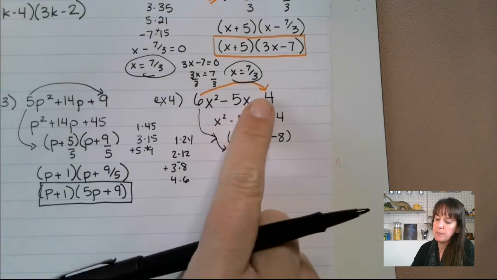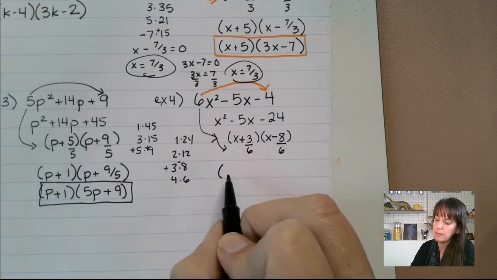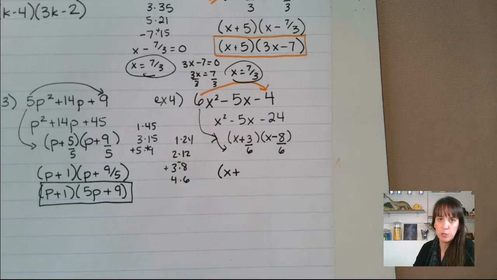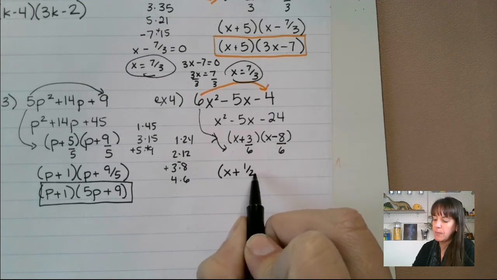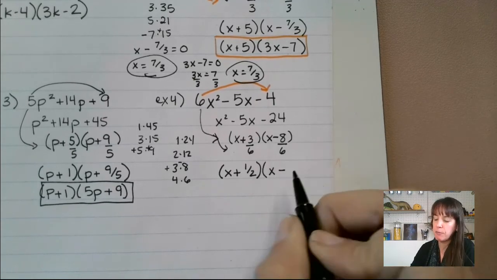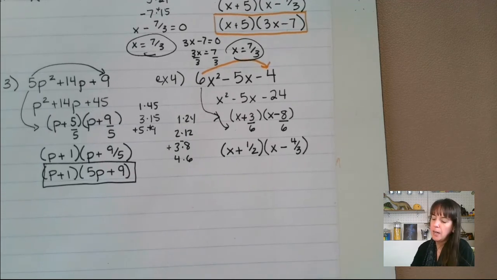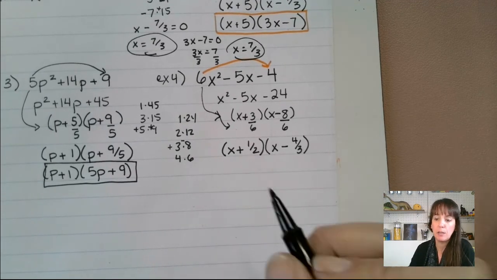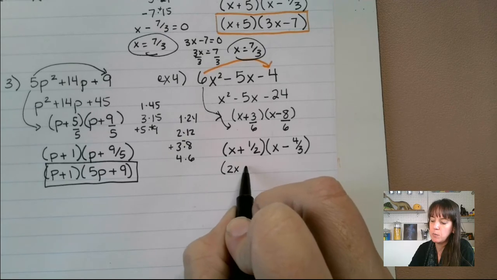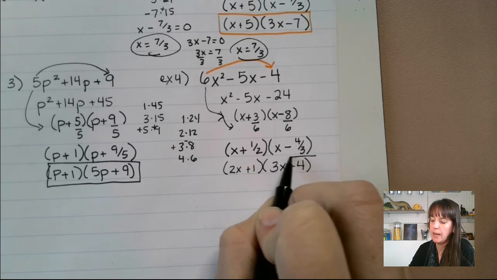Now, I multiplied by 6, so I have to divide by 6. So this gives me x plus, and we're going to reduce our fractions here. We get 1/2. And then x minus, and if we cut both those guys in half, we get 4/3. So this time we have 2 fractions. And so what we need to do is boot those denominators to the front. So we get 2x plus 1, and we get 3x minus 4. And that is our factored form.